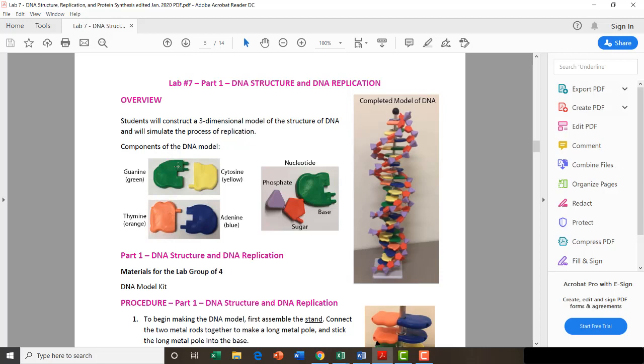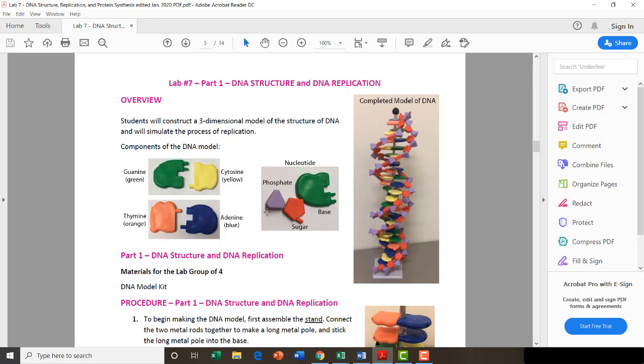We know that guanine always base pairs with cytosine. That is called complementary base pairing. So G always goes with C and T always goes with A. Okay, so that is important to know about DNA.